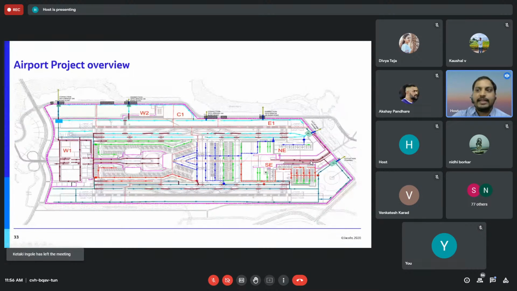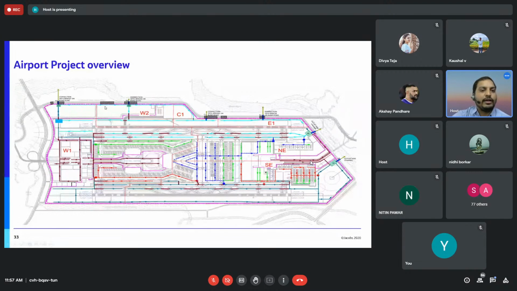Then you can see that there are some car parking and flight parking areas, which we call the apron. The apron will have oil spillage, and that spillage we need to take care of. We cannot directly discharge into the natural stream. We need to have oil separators, and we need to take care of the outfall location.